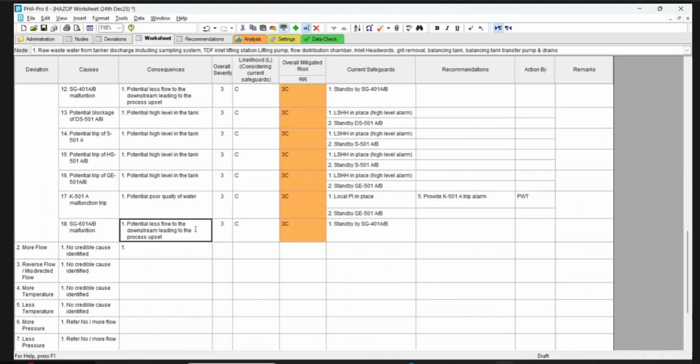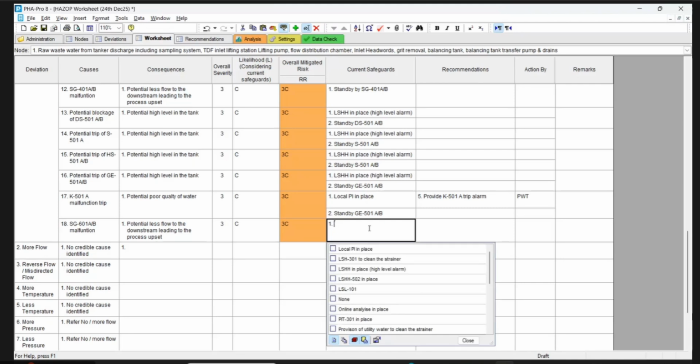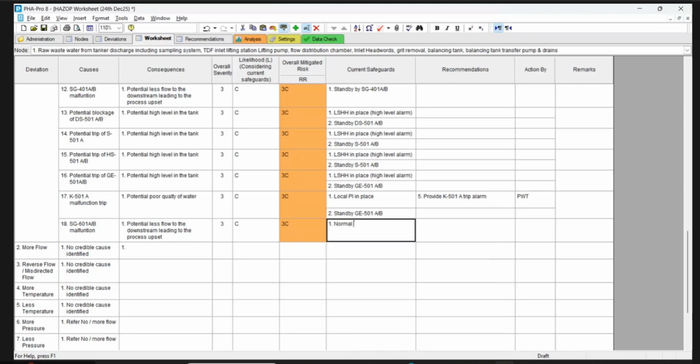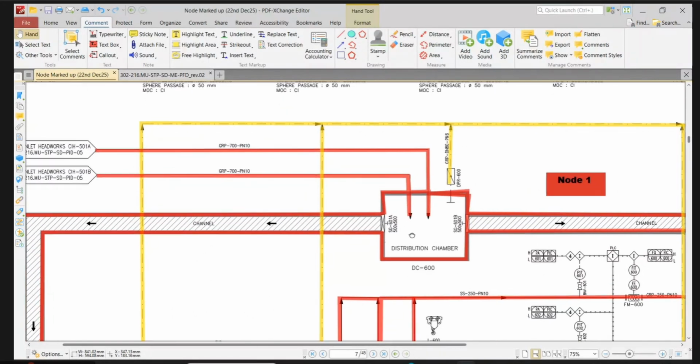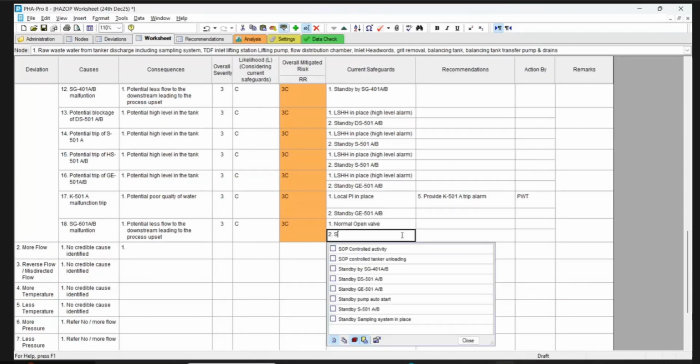It is manual, but it can malfunction. Malfunction cannot happen. Once you open it, it will not malfunction. So manual open, always open. Malfunction is rare, once in a blue moon. Yeah, but we have to take SOP control.